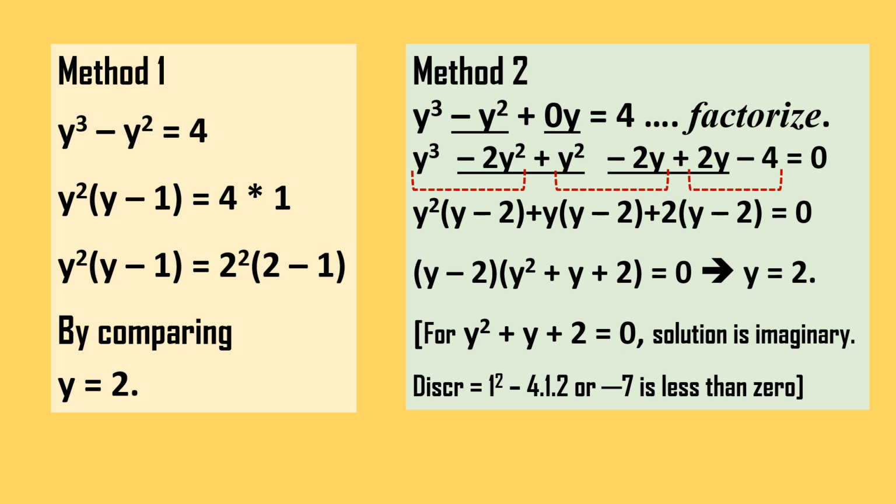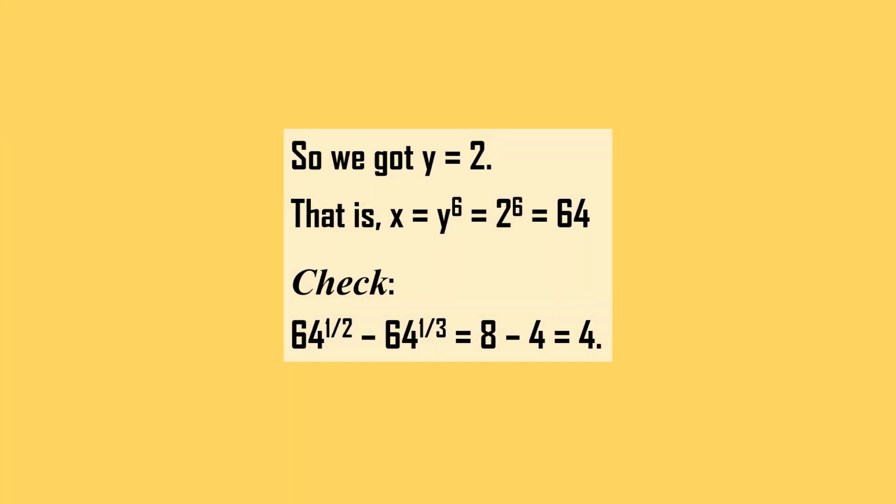From y minus 2 equal to 0, we get y equal to 2. And for the other part, y square plus y plus 2, note that the discriminant b square minus 4ac is negative. So that will give you an imaginary solution. Since we needed only the real value of x and real value of y, we take y minus 2 equal to 0, that is y equal to 2. That is the only real solution. The other solution was imaginary.